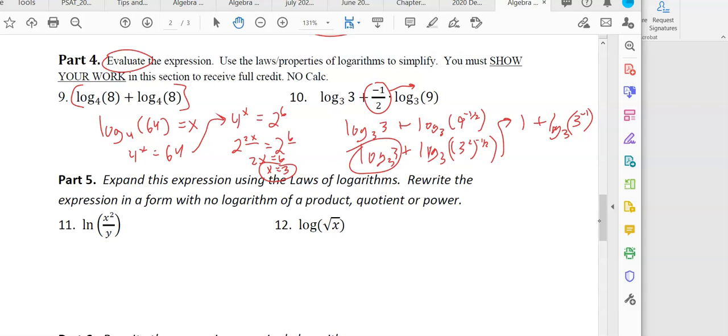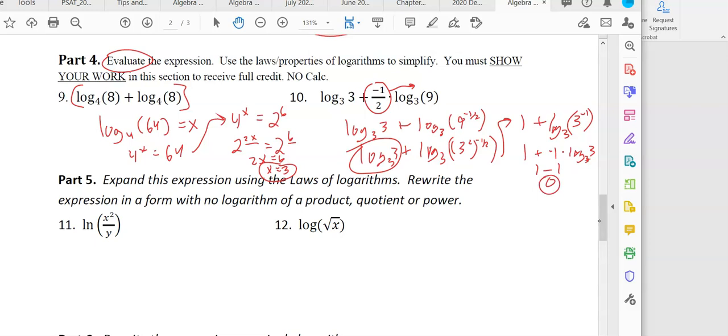Okay, so we could do a couple things with this. You could put the 1 in front. So 1 plus negative 1 times log base 3 of 3. There's a number of ways to solve this. Log base 3 of 3 is 1, so this is just 1 minus 1, which is 0. Wow, after all that, it's equal to 0.